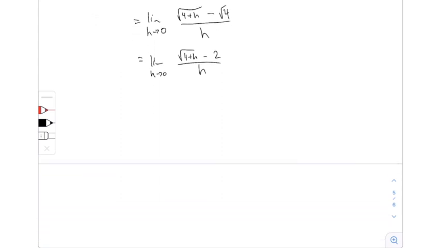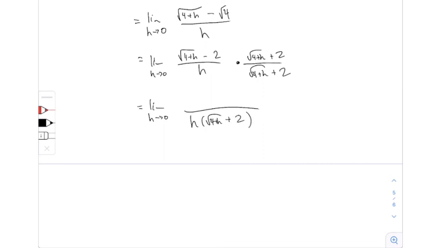You multiply here by basically that thing in the numerator with the square root, but instead of that minus 2, I'm going to use a plus 2. So it's going to go root 4 plus h plus 2 over root 4 plus h plus 2, right? This is the rationalizing trick. It does come in handy sometimes. So on the bottom, I'm going to get h times root 4 plus h plus 2. And actually, it's not helpful to distribute the h on the bottom.